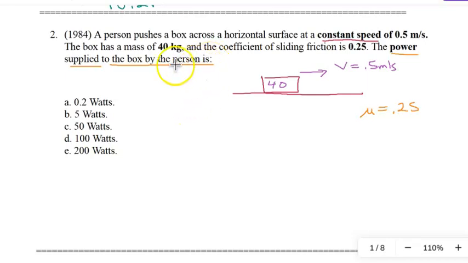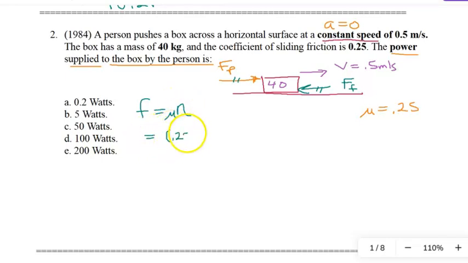Okay, so that sounds initially like really confusing. You're like, why are you giving me friction if you care about the person? So this one is kind of tricky. So first thing you want to think about is constant speed is 0.5. So constant speed means no acceleration, which means equilibrium, so the force of the person is equal to the force of friction. That's why they're giving you friction, is because they're really equal to each other. So if you know friction, you know the person. So let's figure out what friction is.